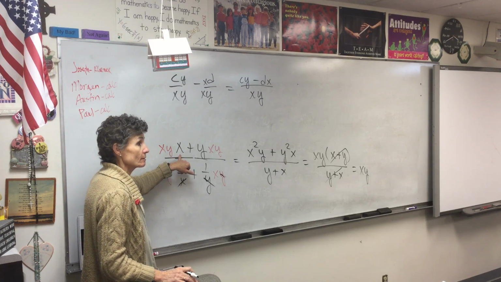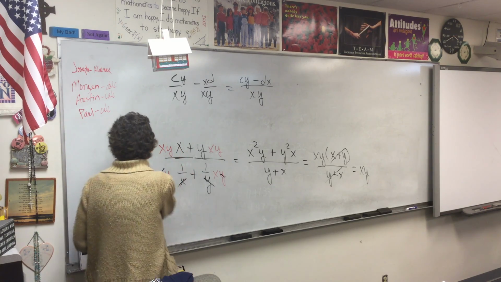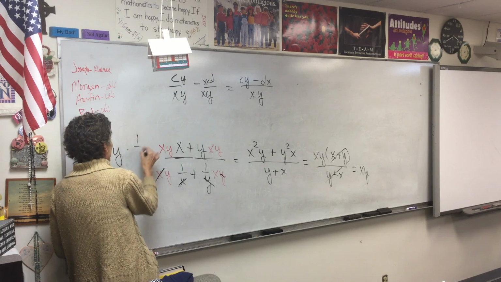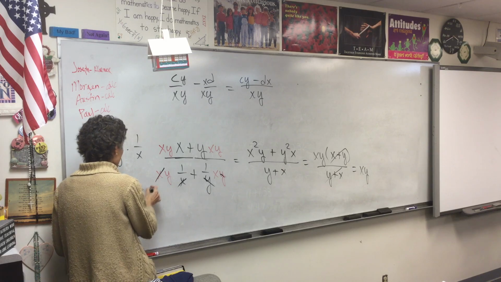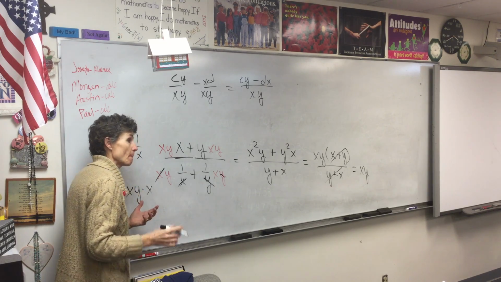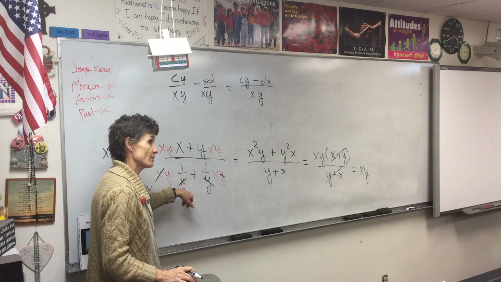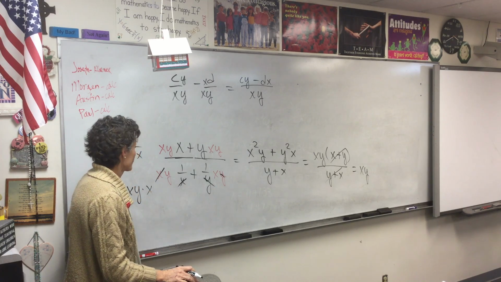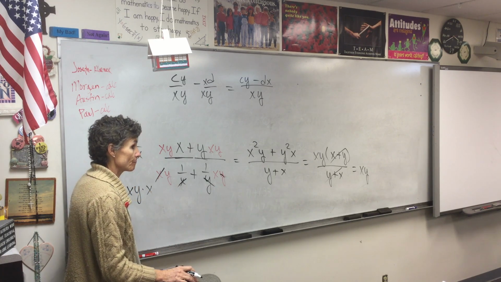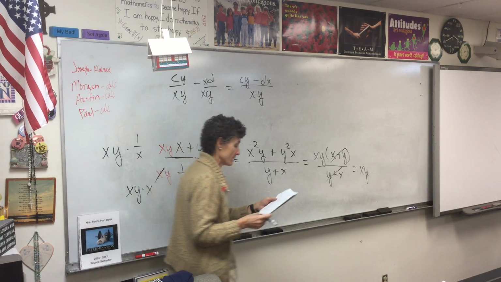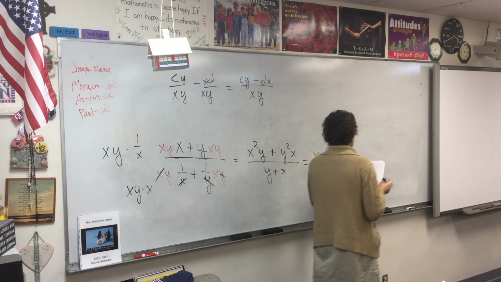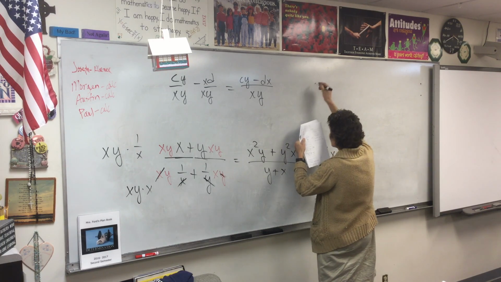These are not fractions. It would cancel if I were multiplying xy times 1 over x. But I'm just multiplying xy times x. Nothing cancels. Down here it did because they're in the denominator. See it?